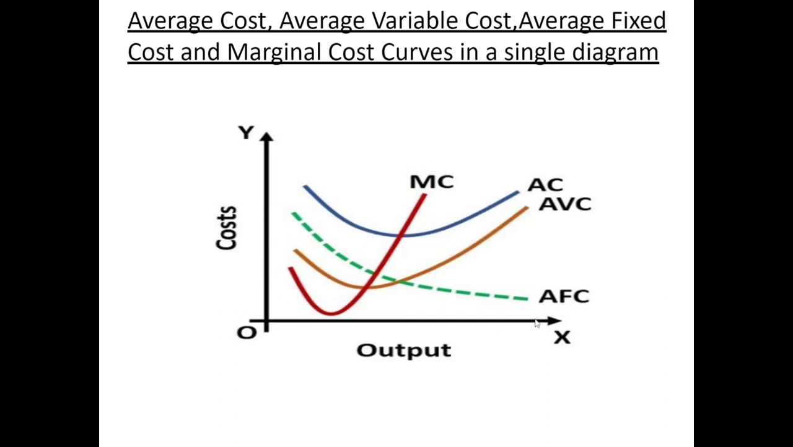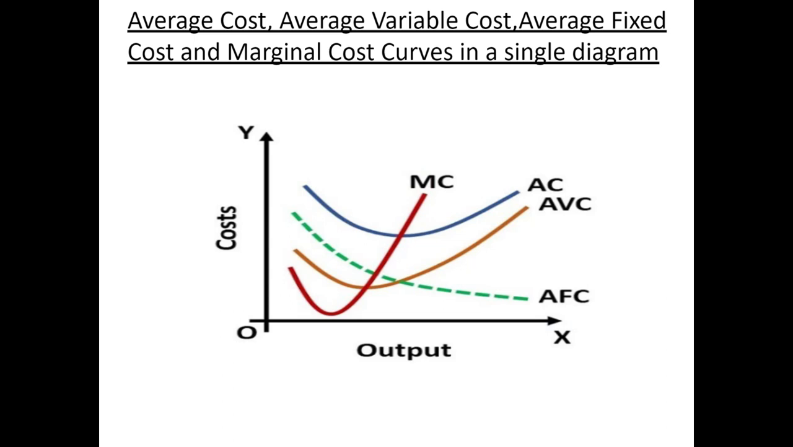Because as we increase the output, the average fixed cost starts decreasing. Why does the average fixed cost curve not touch the x-axis, students? Because total fixed cost can never be zero. Therefore, average fixed cost can also never be zero. Therefore, average fixed cost will keep on declining, however, will never touch the x-axis.